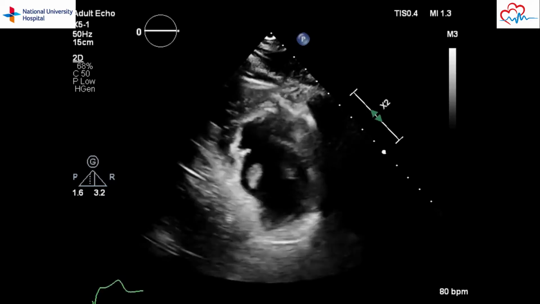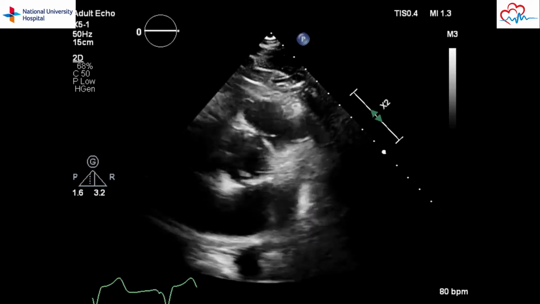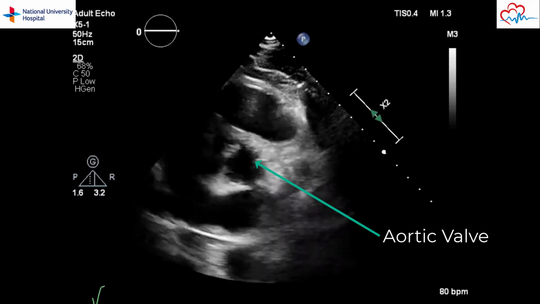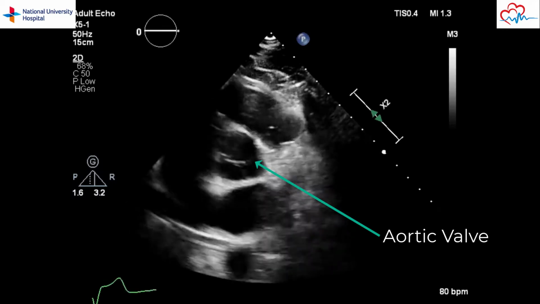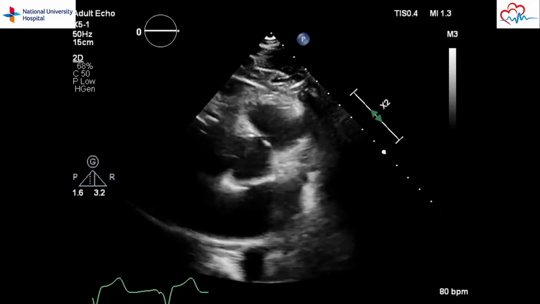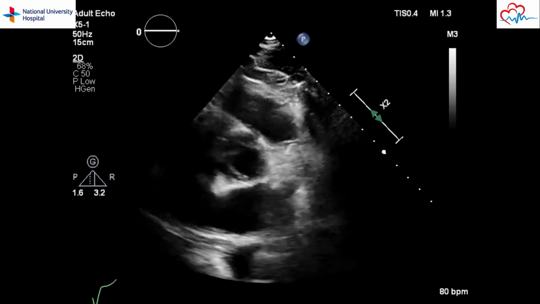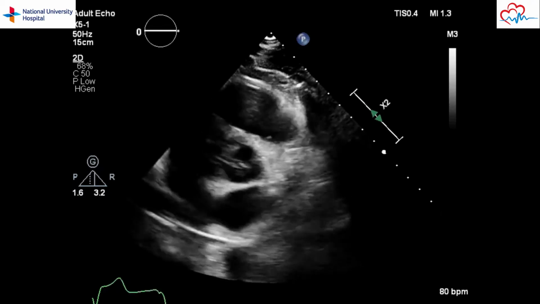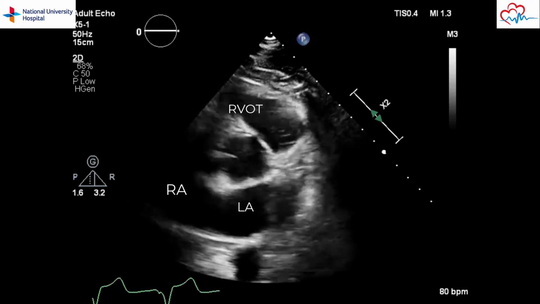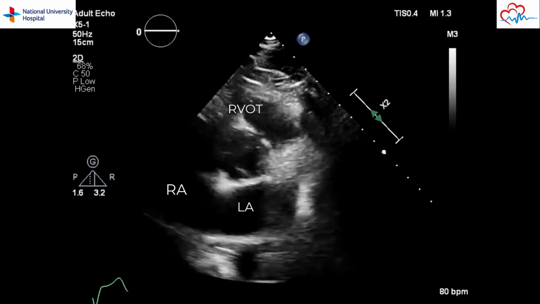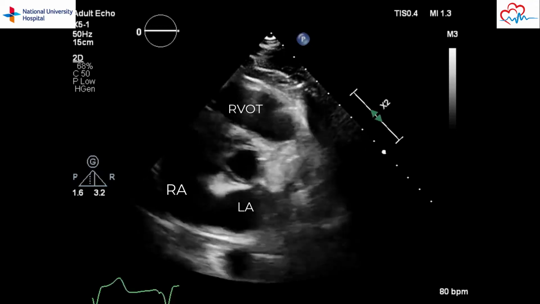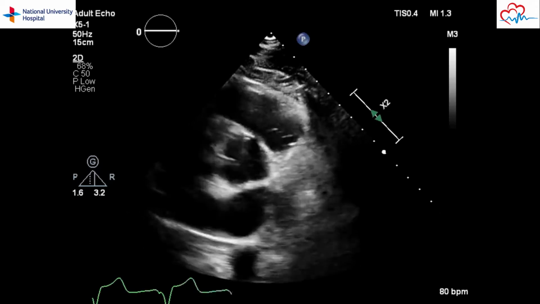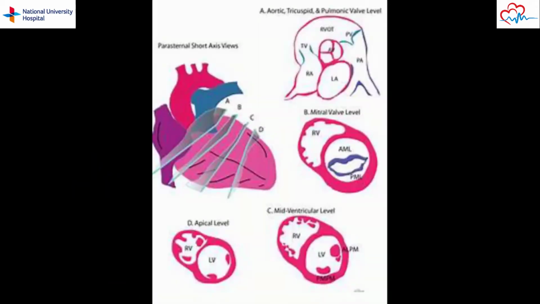Tilting of the transducer superiorly and towards the left sternal border allows for the aortic valve to be visualized in its short axis. The RA, RV, and pulmonary outflow tract can also be seen here. This figure shows the images that are obtained when scanning the heart in the short axis at the different levels as previously described.